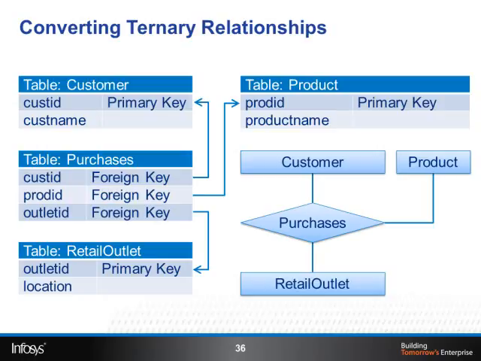Customer ID refers to the primary key of the table customer. Product ID refers to the primary key of the table product. And outlet ID refers to the primary key of the table retail outlet. Thus, the relational schema for the scenario customers purchase products from retail outlets is as shown.